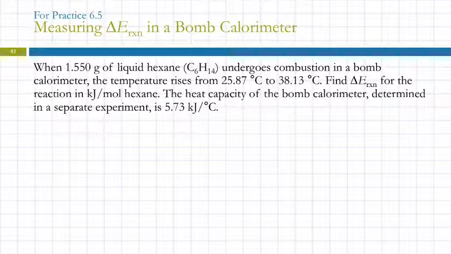So let's work an example. When 1.55 grams of liquid hexane undergoes combustion in a bomb calorimeter, the temperature rises from 25.87 degrees Celsius to 38.13 degrees Celsius. Find delta E reaction for the reaction in kilojoules per mole of hexane. The heat capacity of the bomb calorimeter, determined in a separate experiment, is 5.73 kilojoules per degree Celsius.